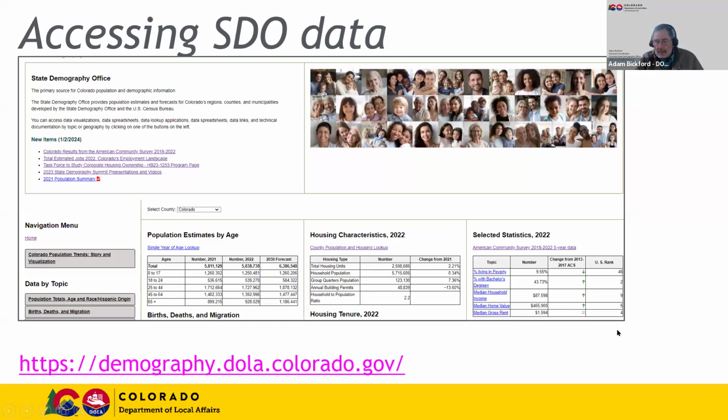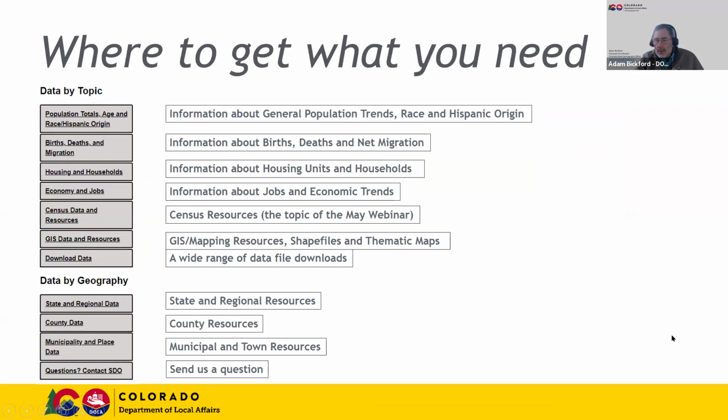Okay, so let's go back. This is a layout showing basically where you can find what you may need, the topical information that you need, and also the geographic information. It's the same kind of information, but it's specialized for, say, counties and municipalities and places.